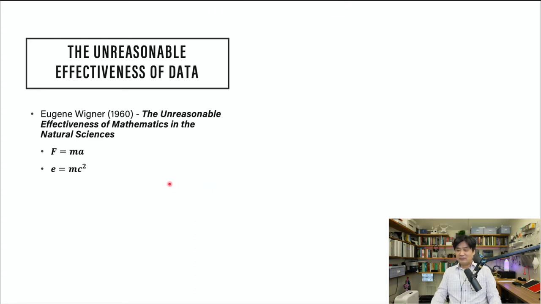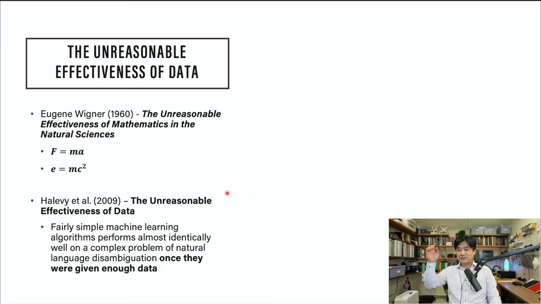I think that was very interesting, but another interesting paper that just came out is from 2009 by Halevy. I think he is working for Microsoft, and the title is very similar. The only difference is the unreasonable effectiveness of data, not mathematics. One of the texts in this paper says a fairly simple machine learning algorithm performs almost identically well on the complex problem of natural language disambiguation once it is given enough data.